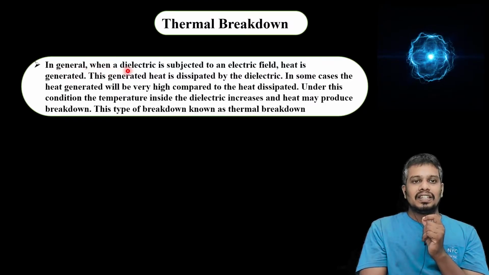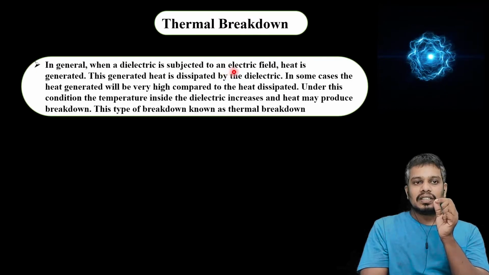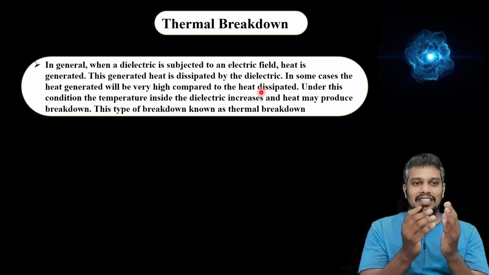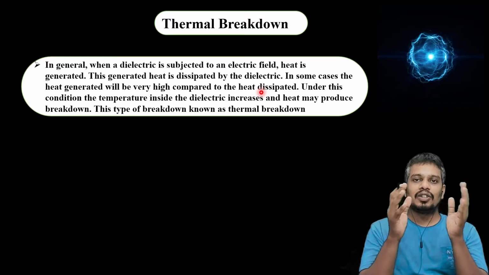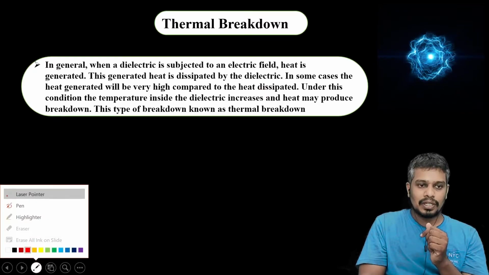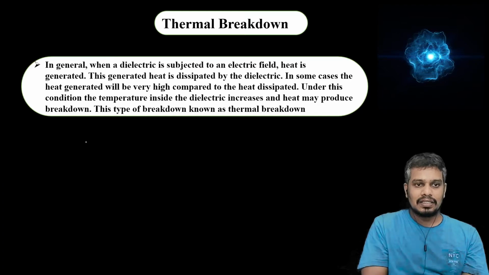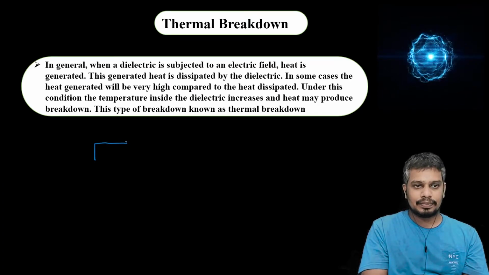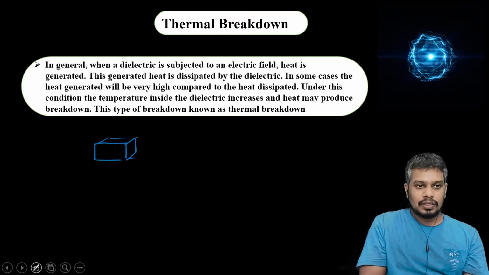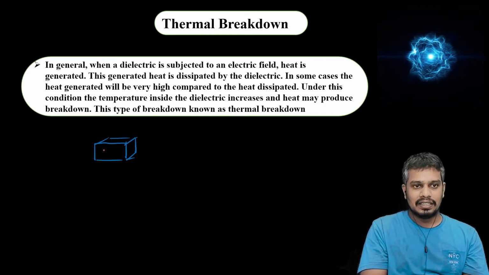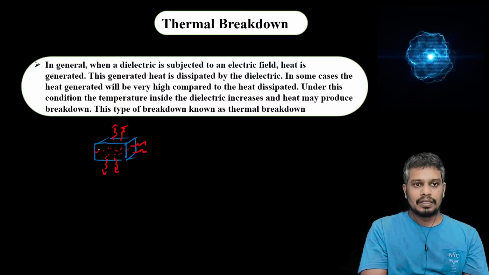When a dielectric is subjected to the electric field, heat will be generated. This heat generation continuously dissipates. Suppose you are plotting this one dielectric material, a kind of three-dimensional dielectric material. What it will do, there is generation of heat inside the dielectric material. Maybe this is a thermal phenomenon. It will simultaneously dissipate also, because it will dissipate the heat to the environment in all directions.